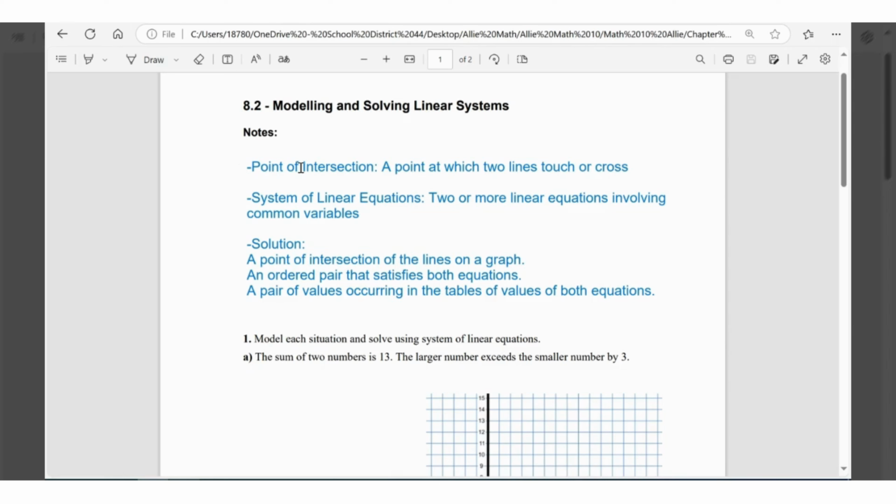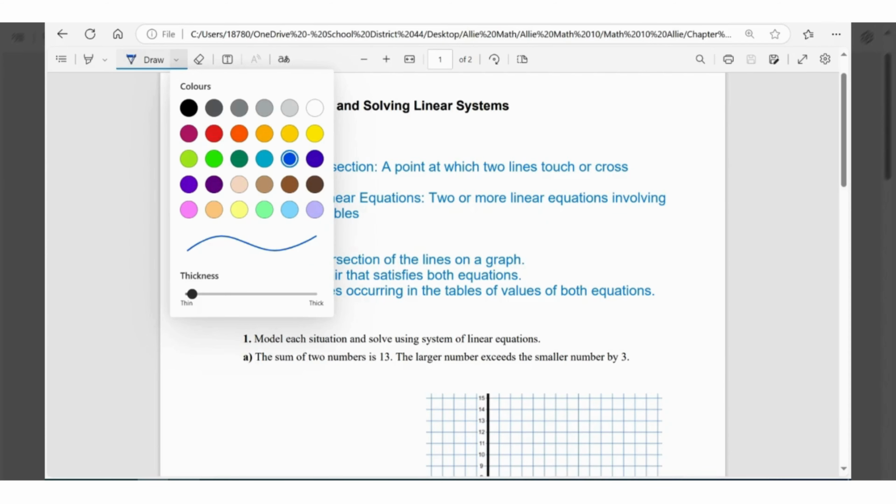Just a few things. A point of intersection is a point at which two lines touch or cross. This is often our solution to the linear system. A system of linear equations is two or more linear equations involving common variables. That's what we're looking at these days. And a solution could be a point of intersection.